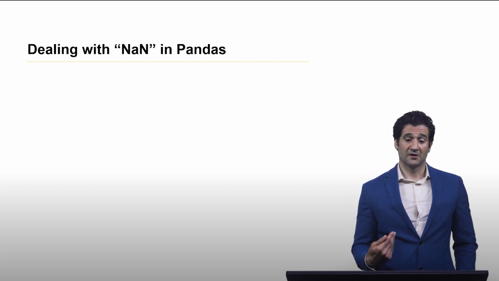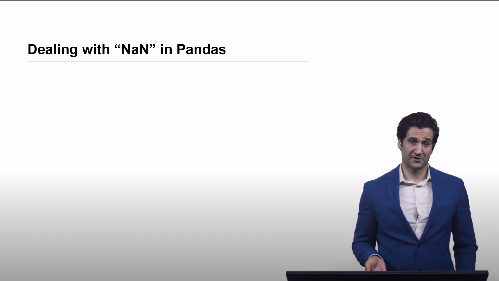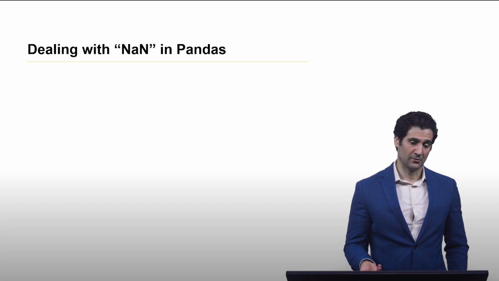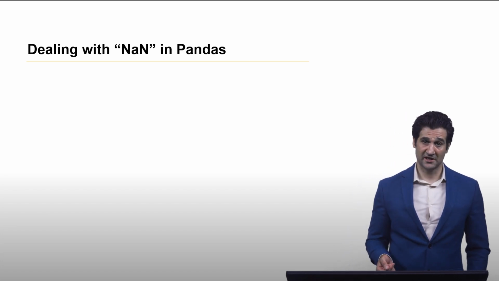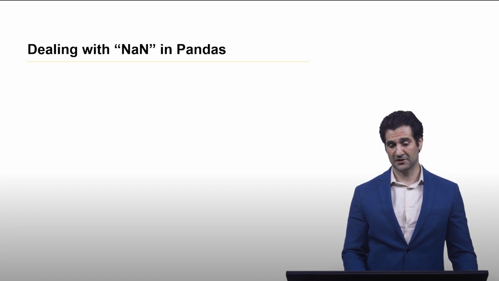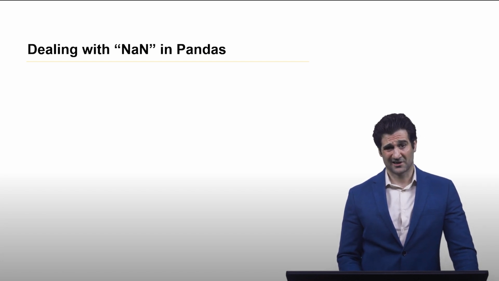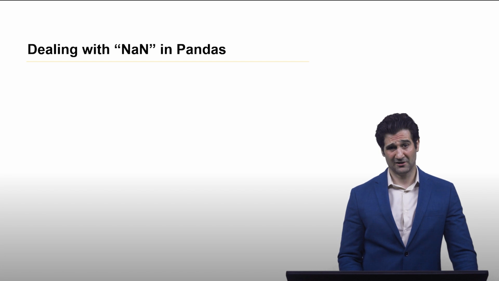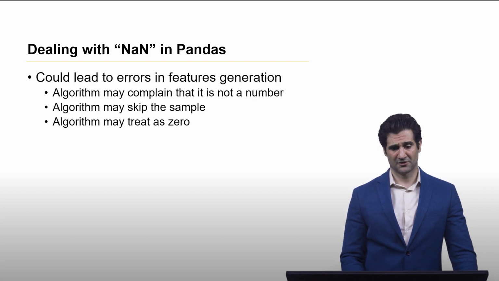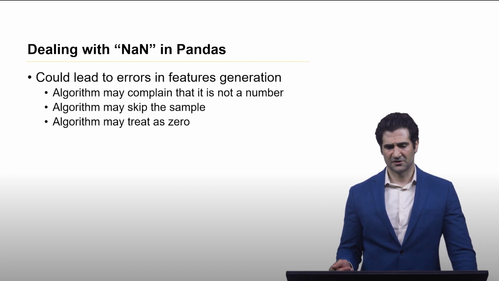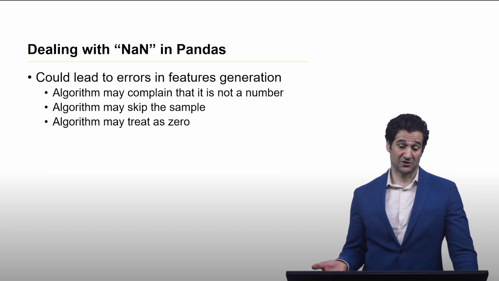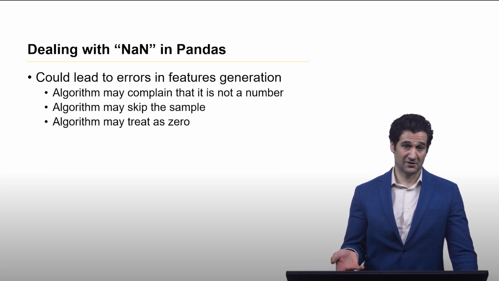So in this course we will often use pandas to deal with our data, and when there's missing data you'll see this NaN symbol in its place. And how do we deal with this? Because that's not a number, it's not a categorical value, you can't really use it in a machine learning model. And so these are the kinds of issues you could get with feature generation.